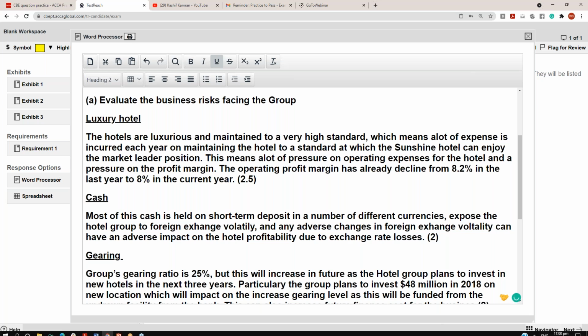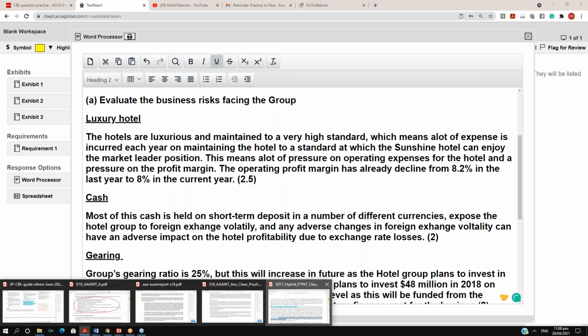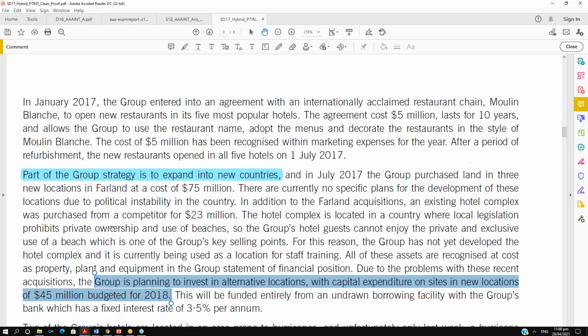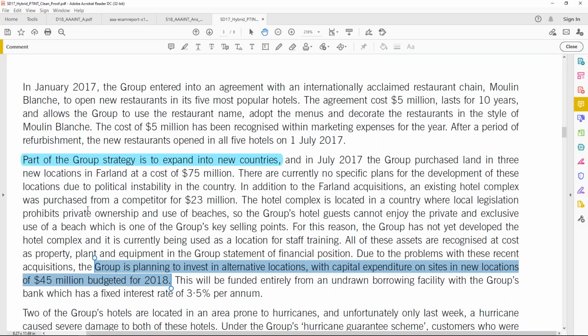If I go back to the case study and I just show you one thing here, look at this paragraph I was reading here. I want to read this paragraph again. Part of the group's strategy is to expand in new countries. That is not a bad strategy, right? You want to expand into new countries. But let's see, is there something wrong with this group strategy to expand in the new countries?